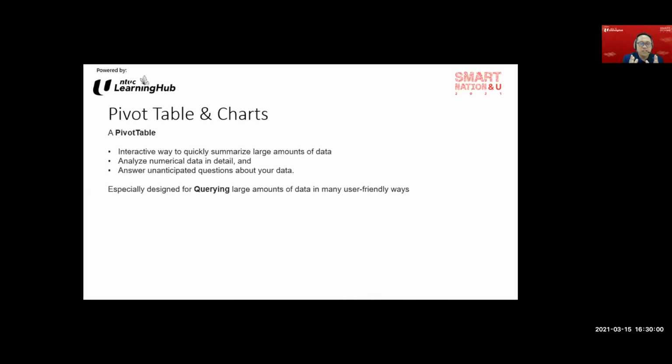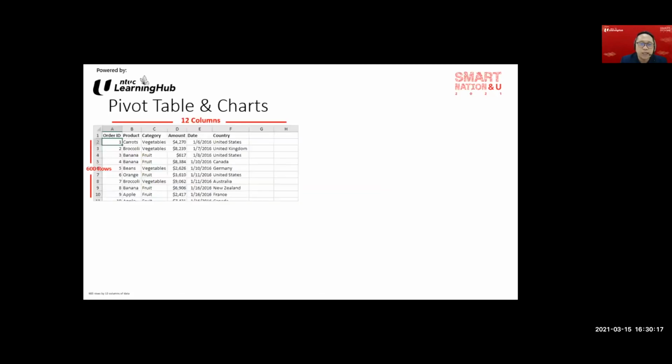So when we talk about pivot table, right, then you somehow do away with using this IF function and all that, like what you did earlier on, right? Because when you need to query large amount of data, pivot table can be extremely user friendly. Like for example, you have, like I mentioned, 600 rows, 12 columns. How are you going to look for all the information line by line? It's going to be insane, man, right?